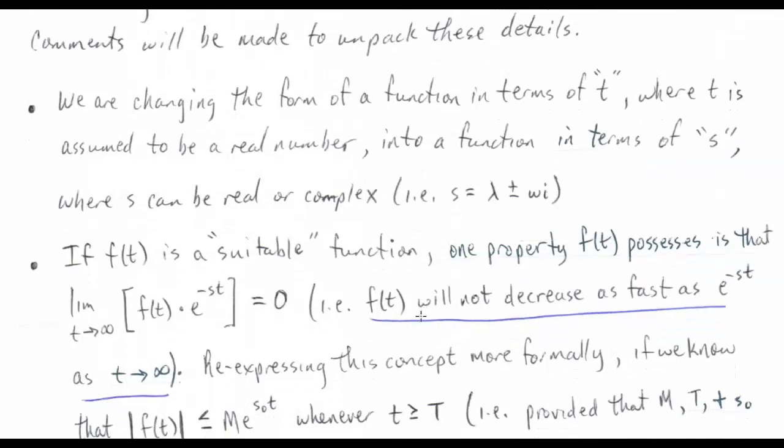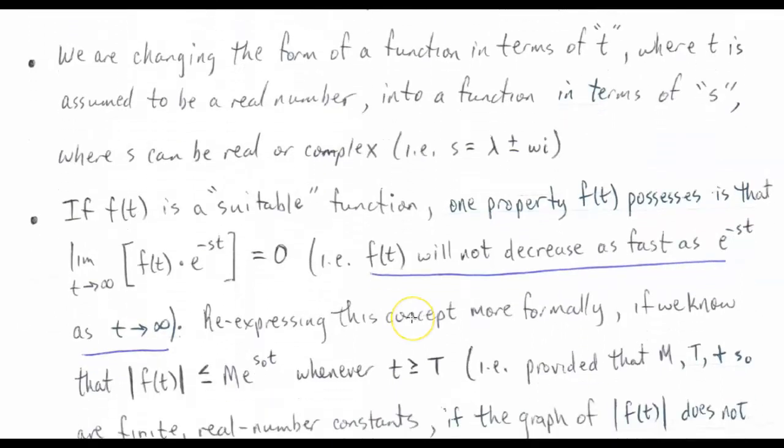So the first thing I want to illuminate out of many is that we're changing the form of our function that's in terms of t. Remember, we have a function f of t here. We're changing this function from being in terms of t. And in normal practice, the values of t are assumed to be real. But we do have some cases where we can assume the values of t to be complex as well.